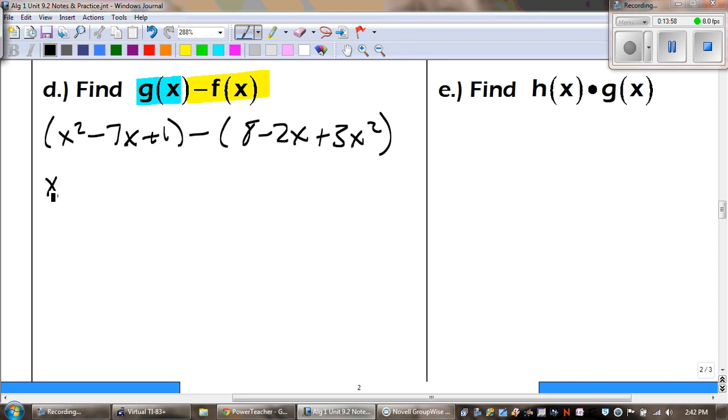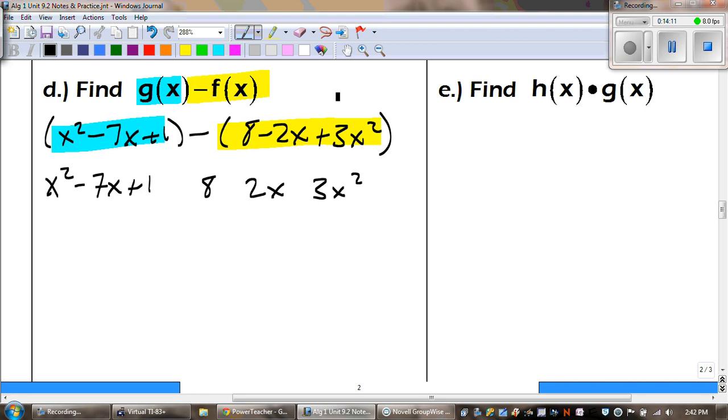Okay, so remember our first one stays the same. That was our blue function, our g of x. But everything in the back, our numbers stay the same. But when we distribute a negative to a positive, that's a negative. A negative to a negative, that's a positive. A negative to a positive, that's a negative. Okay? And then we need to go through and find all of our like terms.